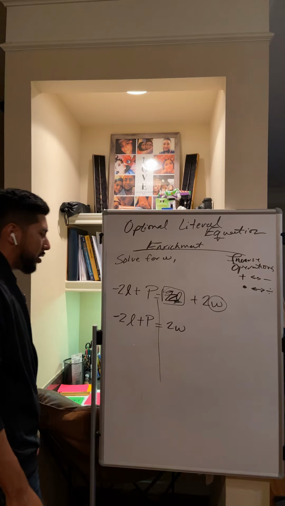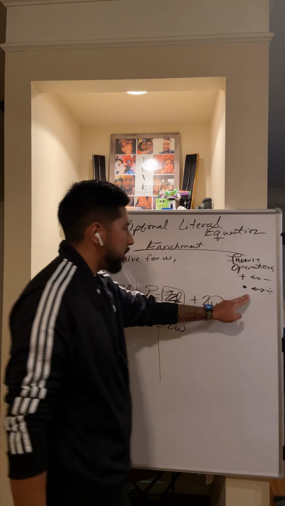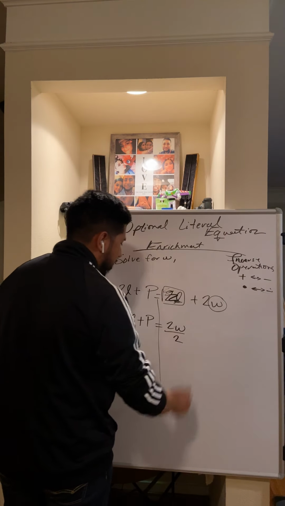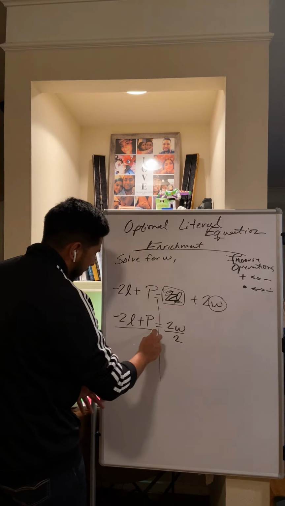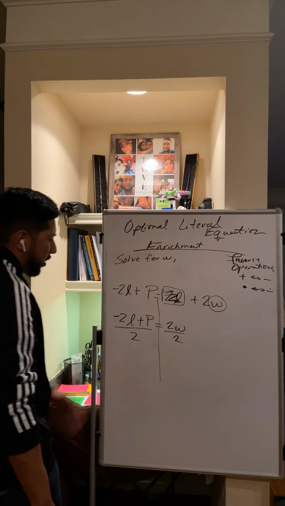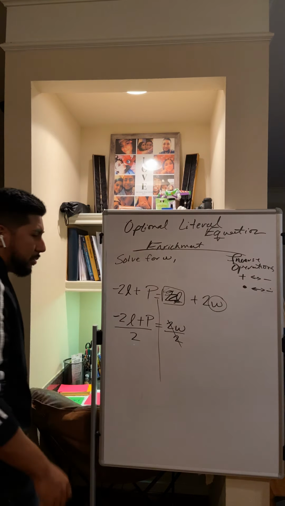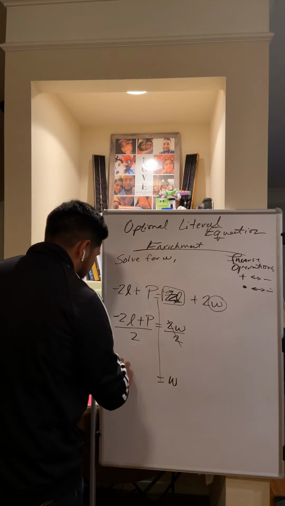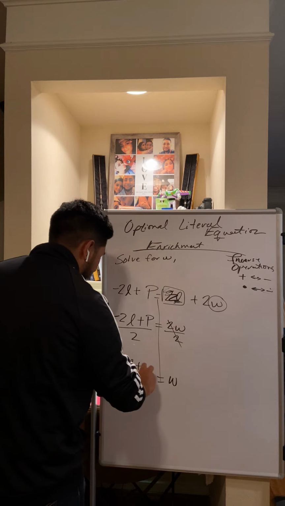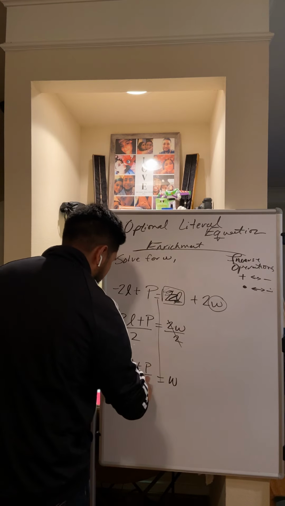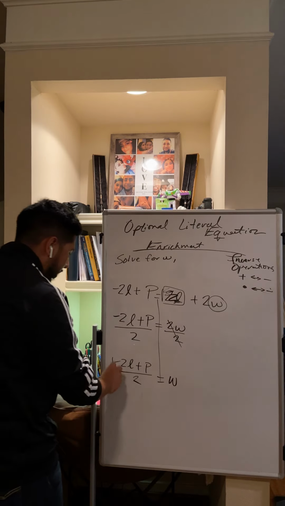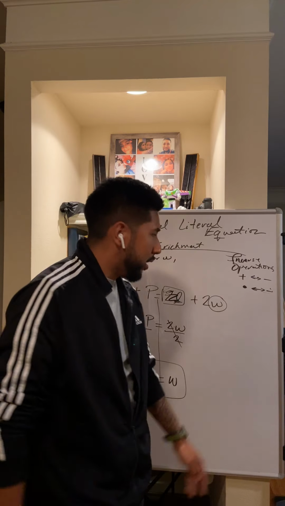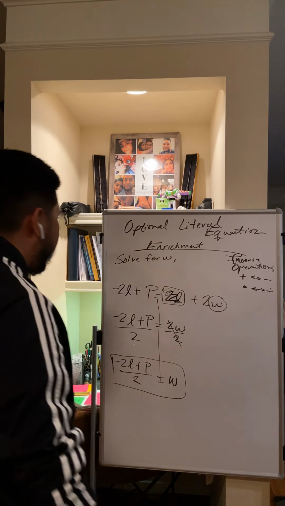One last step. I need to get rid of that 2. Right here it's showing me multiplication. What's the opposite of multiplication? Division. Dividing by 2. Got to divide the whole other piece by 2 as well. These 2's end up canceling because they equal 1. Now I got W equals negative 2L plus P over 2. And that's it, ladies and gentlemen. Like I said, I could fix something right here, but we're going to leave that for Algebra 2 when you guys are 10th and 11th graders.